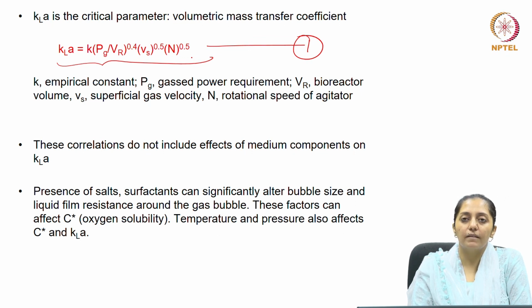Now, these factors then eventually affect the oxygen solubility at equilibrium, which is the C star value. Similarly, temperature and pressure can also affect both the saturation concentration of oxygen, which is your C star, which is governed by the mole fraction of oxygen and also the pressure, and KLa.